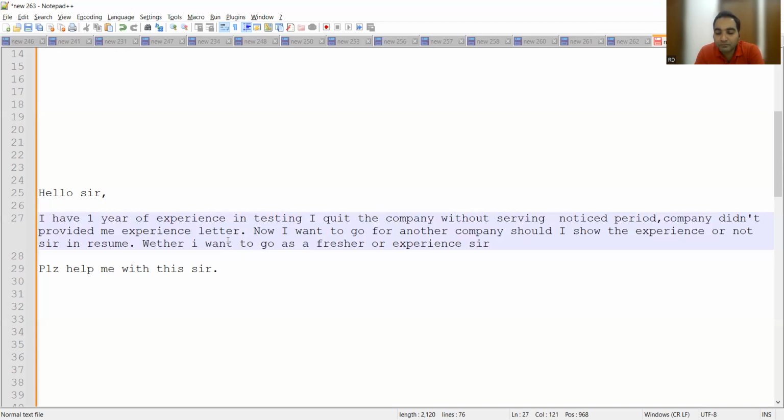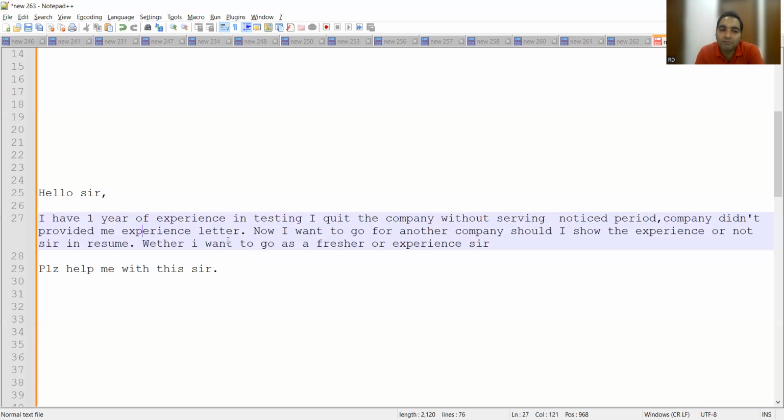Second thing is, the new company will ask you why you haven't received the experience letter. So over there, don't tell that there was some kind of dispute between you and the HR of that company, or between you and the managers, because this will create a bad impression of yourself in the new company. They'll feel that this person has not adjusted in the older company, so he might not adjust in our company as well. So don't tell those things.